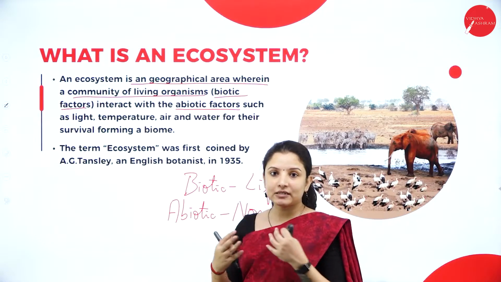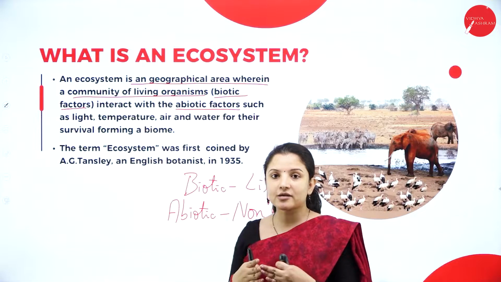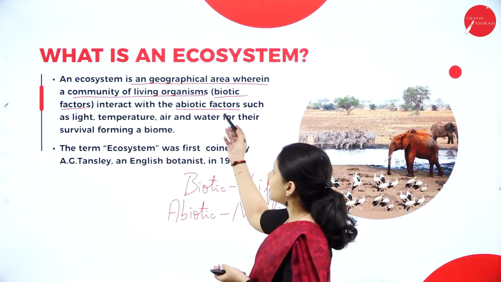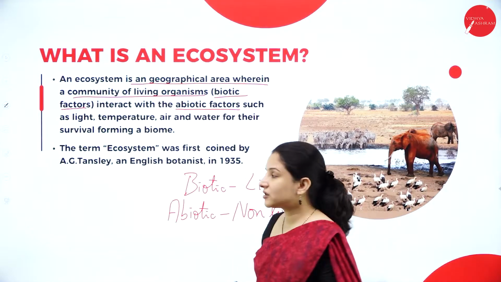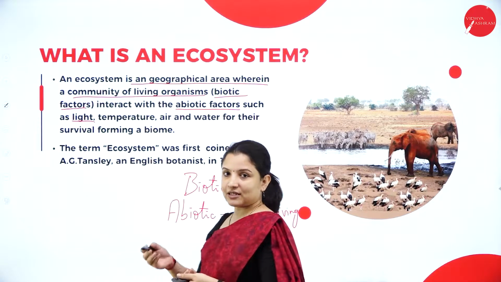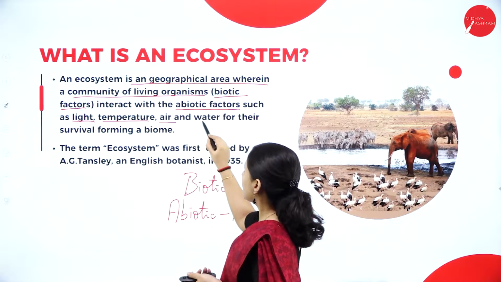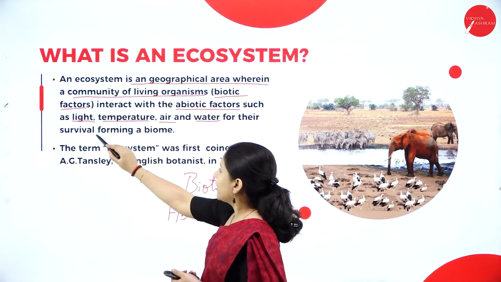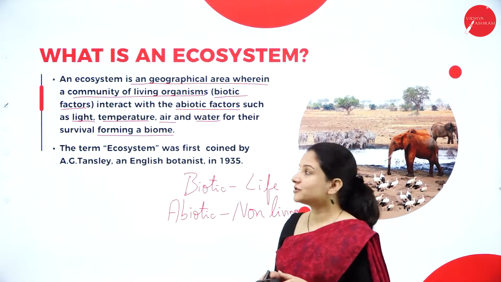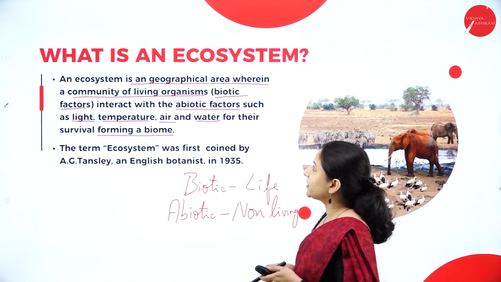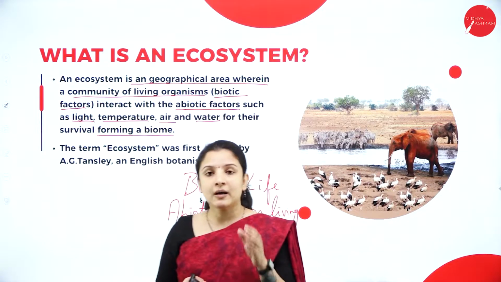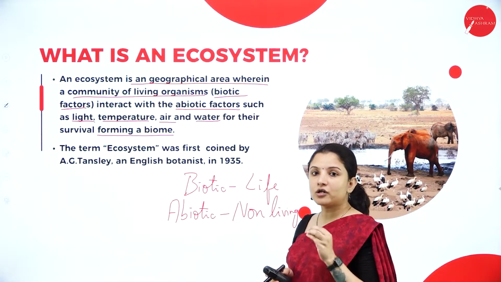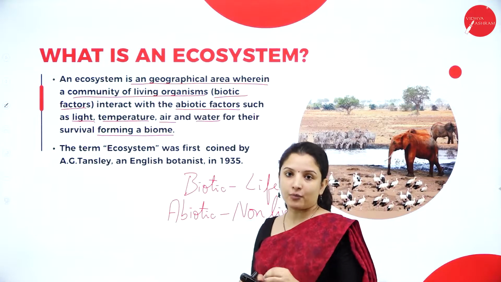So here there is an interaction. In an ecosystem, there is an interaction between the biotic factors, the living organisms, and the abiotic factors, the non-living things such as sunlight, temperature, air and water, in order to survive properly or live in harmony, therefore forming a biome. So what is an ecosystem? An ecosystem is a geographical area wherein a community of biotic and abiotic factors interact with each other in order to live in harmony, therefore forming a biome.